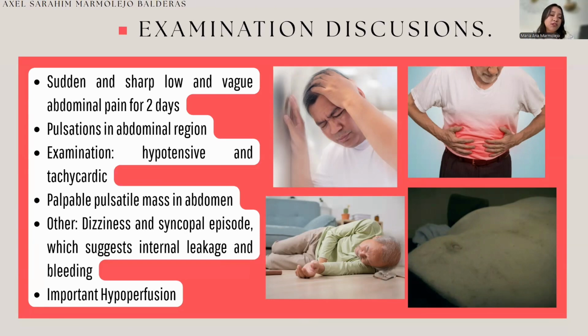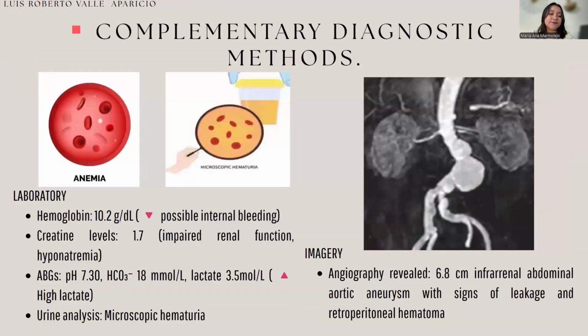Now, when we come to the complementary diagnostic methods, we go to the laboratory and the imaging diagnostics. In the laboratory diagnostics, first in the blood count panel, we found that the hemoglobin level was below normal, 10.2 grams per deciliter, which means that there can be possible internal bleeding. And when it comes to the white blood cell count, we found 13,000 per cubic millimeter, which means that there is a possible inflammatory process due to stress.